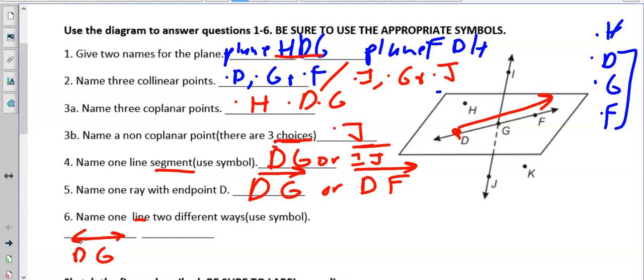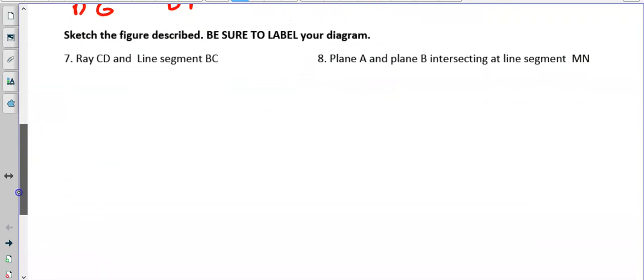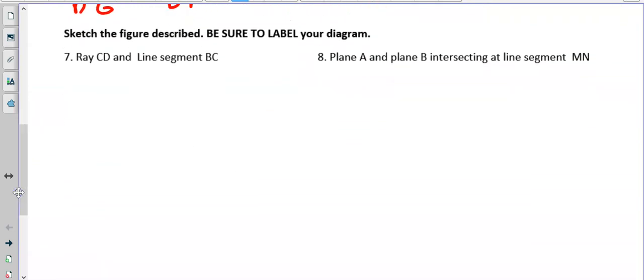And I could just say GD, or I could say GF or DF. It doesn't matter. Those are the same line, just using different letters. You have plenty of choices, though. It's the nice thing about this test. All right, sketch the figure described. Be sure to label your diagram.